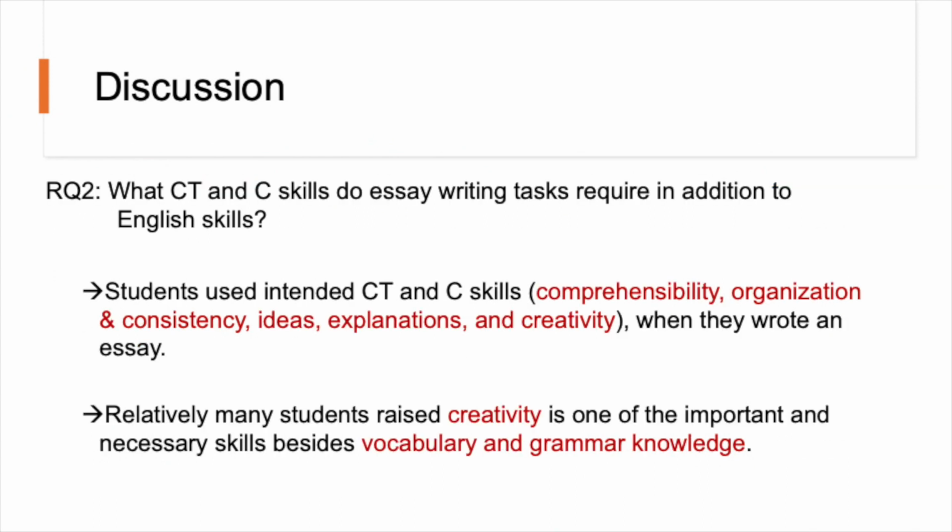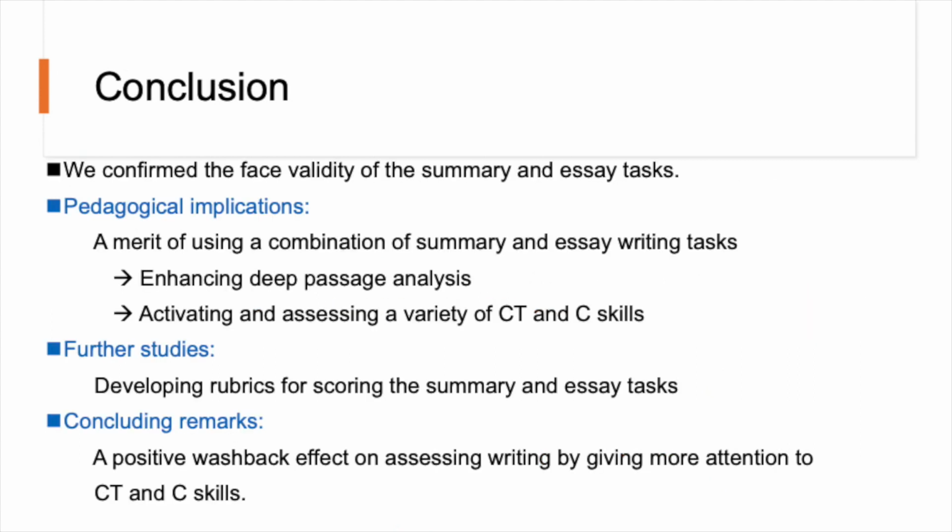As for research question 2, it was found that students used the CT and C skills we had intended, such as comprehensibility, organization, consistency, ideas, explanations, and creativity, when they wrote an essay. In particular, relatively many students raised creativity as one of the important and necessary skills besides vocabulary and grammar knowledge. In conclusion, most students use the intended CT and C skills, and we therefore confirm the face validity of the tasks.